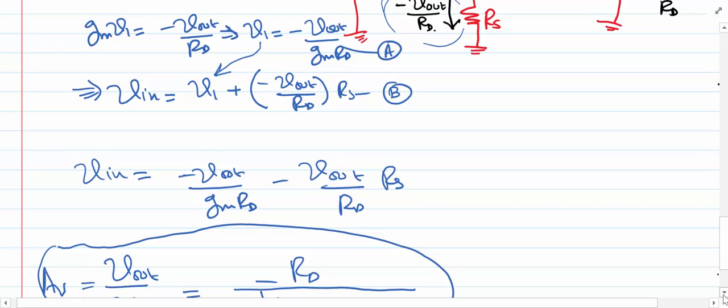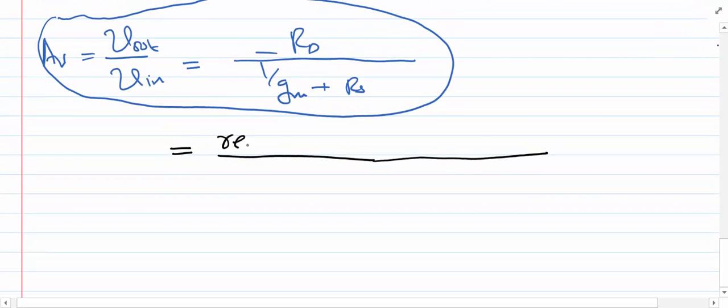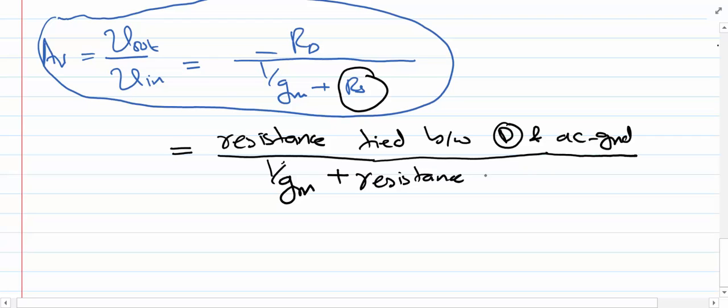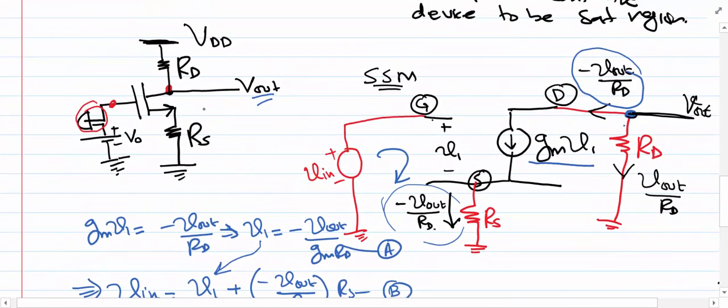So let's write this thing here: RD is the resistance tied between drain and AC ground, and 1 over GM is 1 over GM, and RS was the resistance that was tied between the source and the physical ground, or you can just say AC ground. So RS is the resistance tied between source and the AC ground. If you really want to see it, I can show it to you. Well, this is the RS, which is the resistance tied between the source and the AC ground.